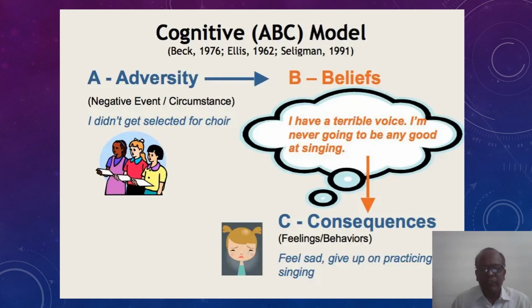B is the belief that she carried because of that, that she had a terrible voice and that she is never going to be any good at singing. See the consequences of those beliefs. She felt sad, and gave up on practicing singing altogether.